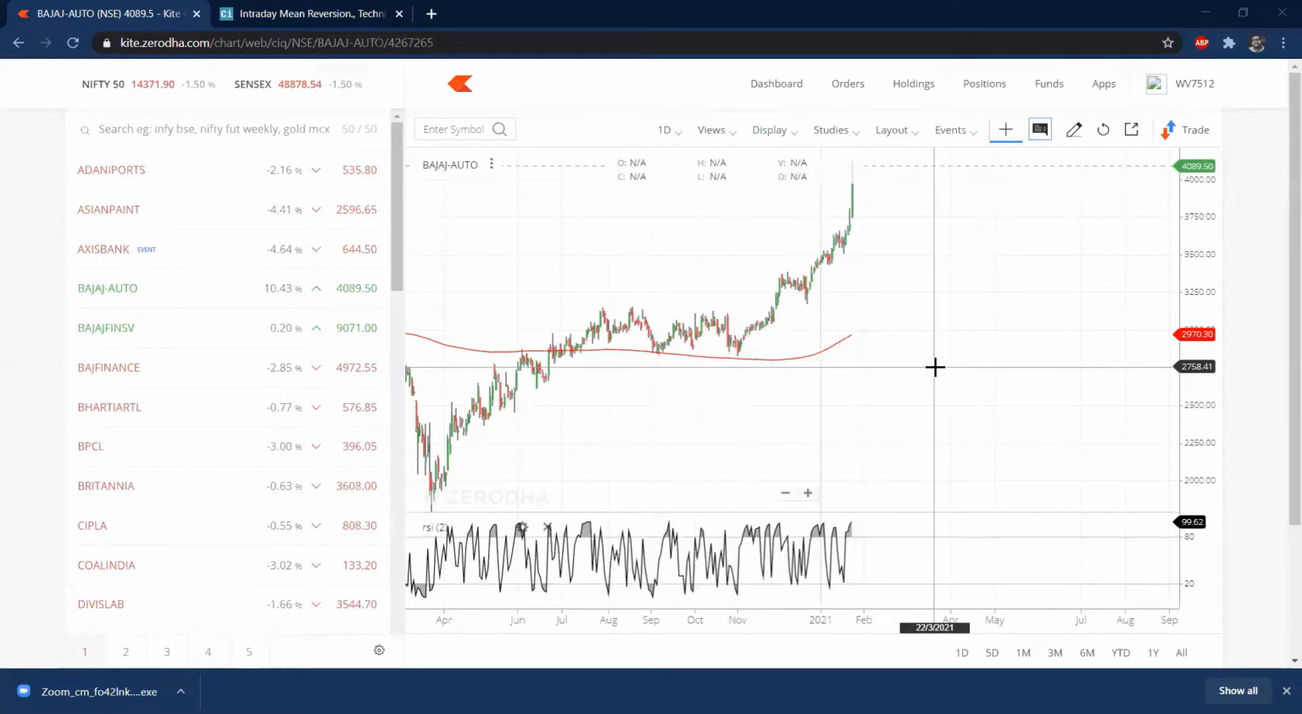And I will explain why we have to apply it, when you have to do the entry, what should be your stop loss, and what should be your target. Everything will be explained over here.